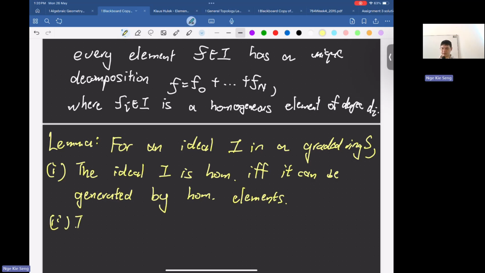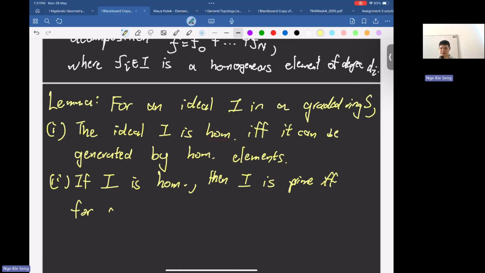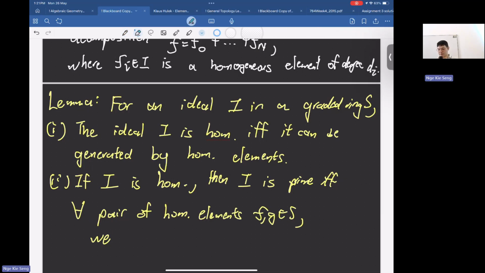Second, if I is homogeneous, then I is prime if and only if for any pair of homogeneous elements F, G in S, we have FG in I if and only if F in I or G in I.